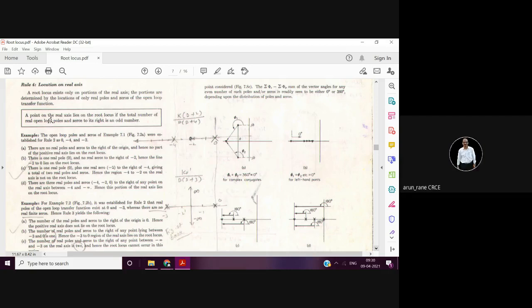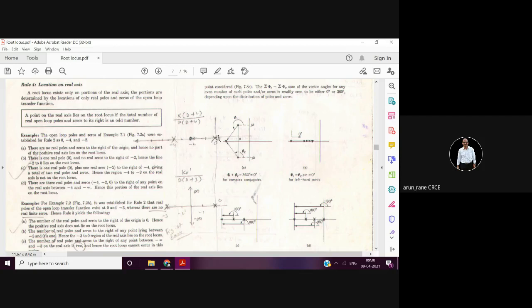Now what it says, a point on the real axis. Suppose now you have not drawn the sketch of the root locus. You are not drawn the sketch of the root locus, so you just mark these points. Now you want to draw the sketch of the root locus. So how will we draw? We know that the root locus starts at the pole and ends at the zero.